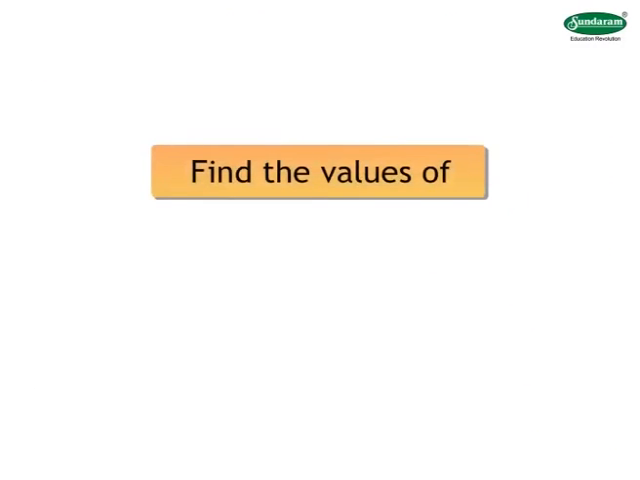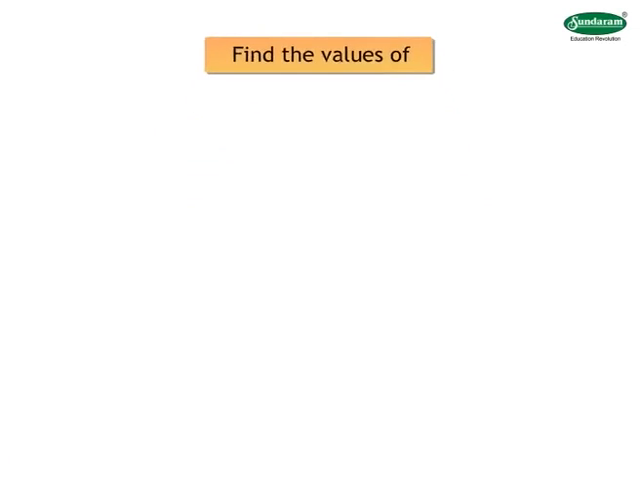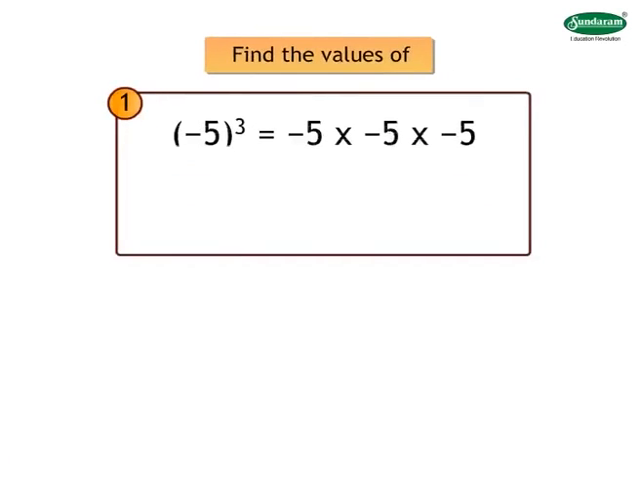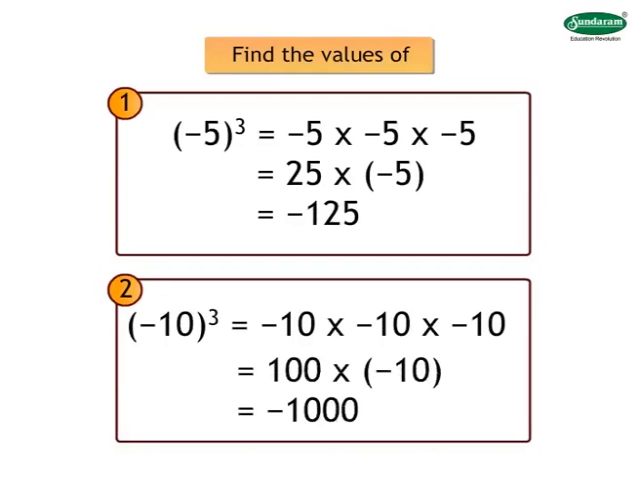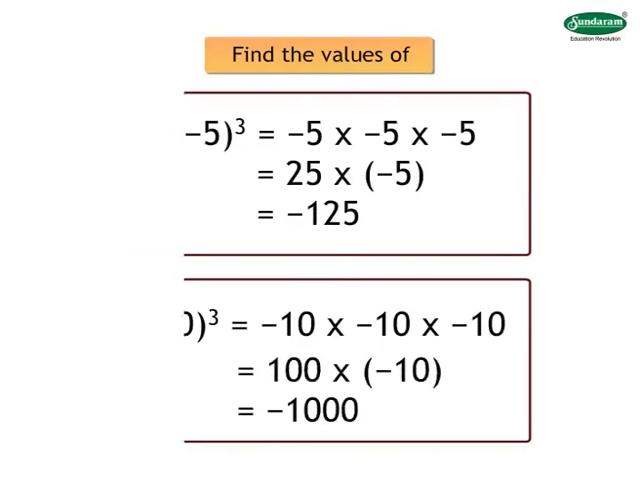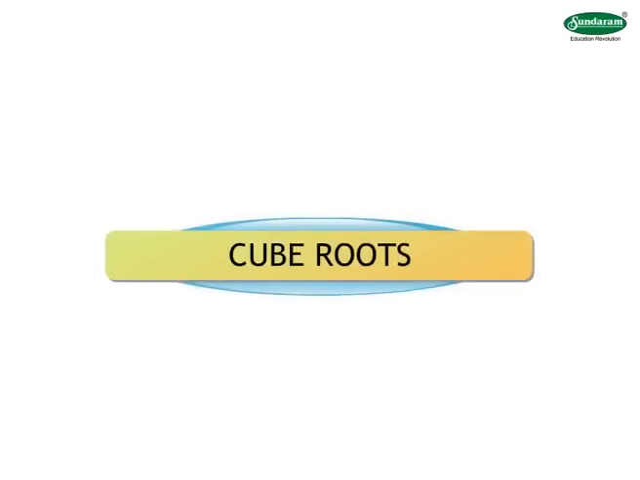Let us solve few more examples. Find the values of 1. -5 cube is equal to -5 into -5 into -5, which is equal to 25 into -5, which is equal to -125. 2. -10 cube is equal to -10 into -10 into -10, which is equal to 100 into -10, which is equal to -1000.